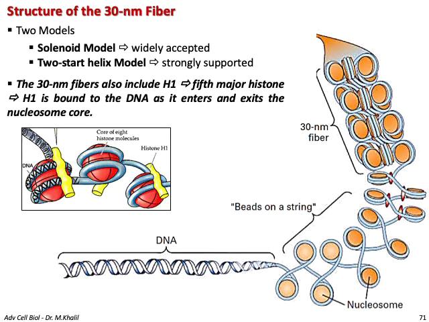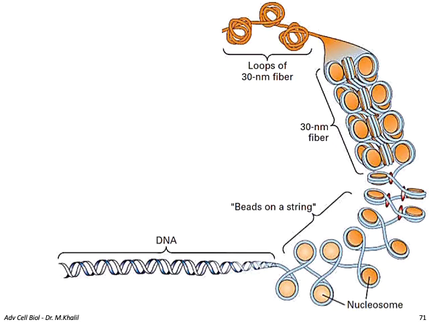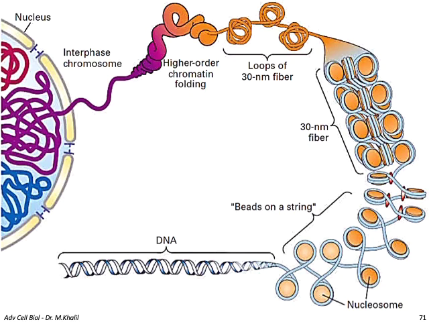This 30 nanometer fiber also includes the H1 histone, which is the fifth major histone type. H1 is bound to the DNA as it enters and exits the nucleosome, as a lock for the DNA that is wrapped around the nucleosomes. At the next level, the 30 nanometer fiber starts to loop around to form a higher level of condensation. Now it's called loops of 30 nanometer fiber, with another higher order of chromatin folding and more folding, leading to more condensation.